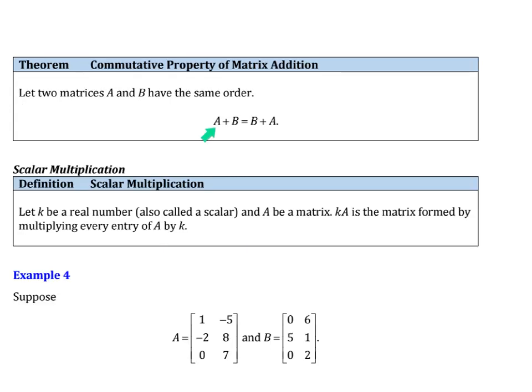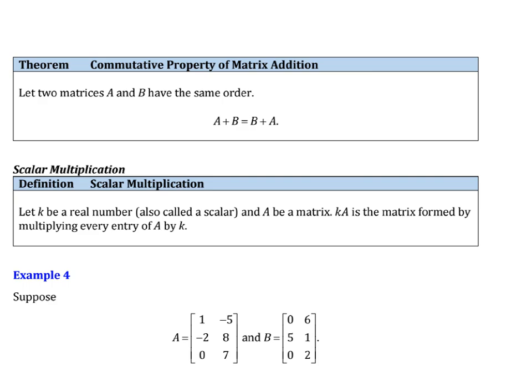It turns out that whenever we add two matrices, the order we add them in doesn't matter. So A plus B is the same thing as B plus A. Now, scalar multiplication is just if I take a matrix and we multiply it by a real number, then we just multiply every single number in the matrix by that number.